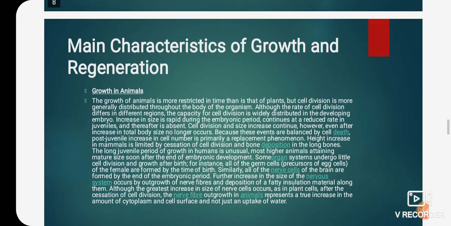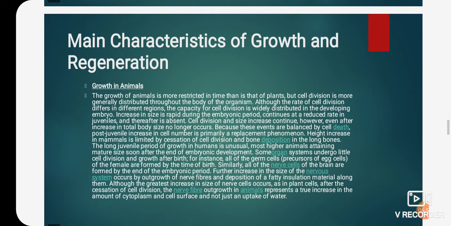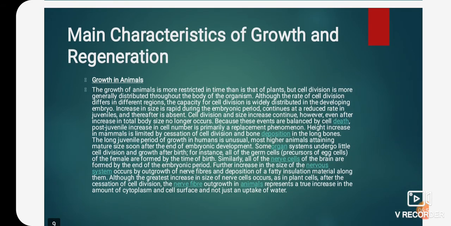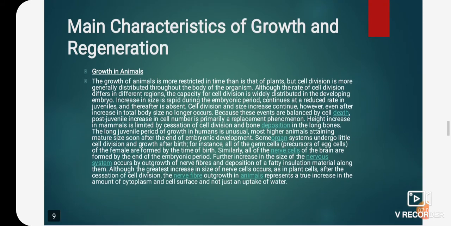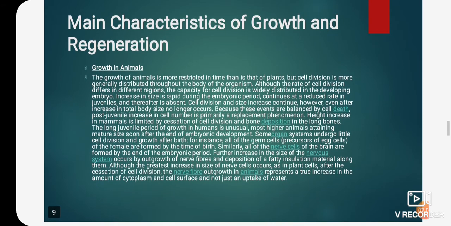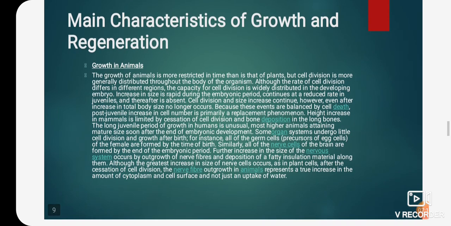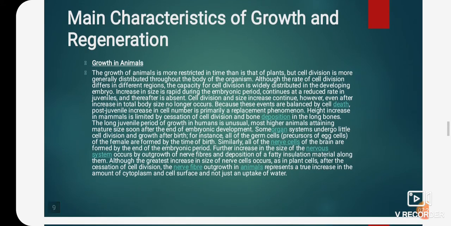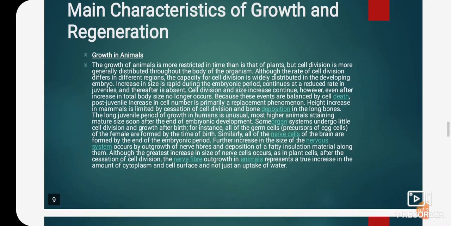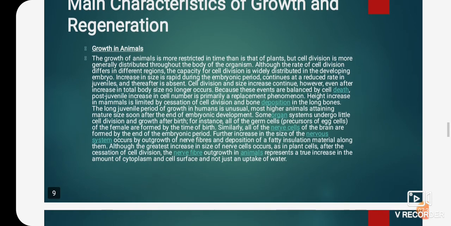developing embryo. Increase in size is rapid during the embryonic period, continues at a reduced rate in juveniles, and thereafter is absent. Cell division and size increase continue, however, even after increase in total body size no longer occurs, because these events are balanced by cell death. Post-juvenile increase in cell number is primarily a replacement phenomenon. Height increase in mammals is limited by cessation of cell division and bone deposition in the long bones.